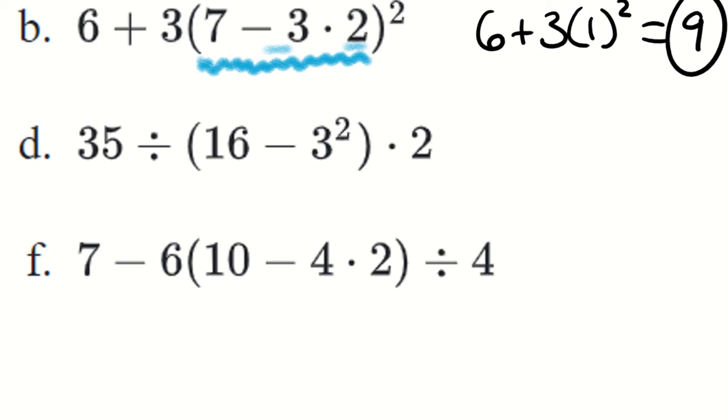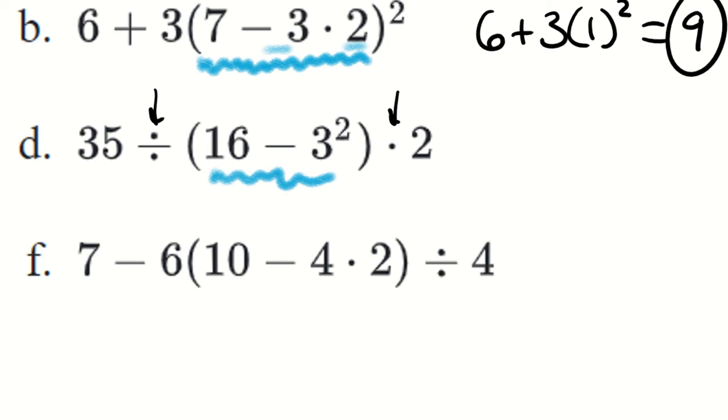Okay, so big picture, I see division and multiplication from left to right, but I need to know what this thing is right here so I know what to divide by and then what to multiply by. But once I figure out this thing that's in the parentheses, I'm just going to go from left to right.